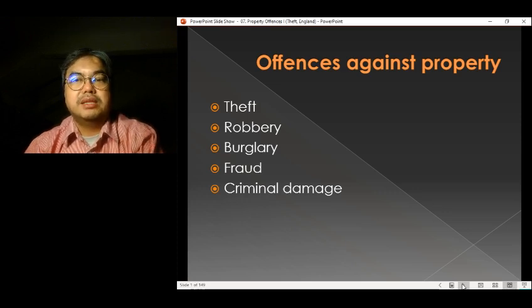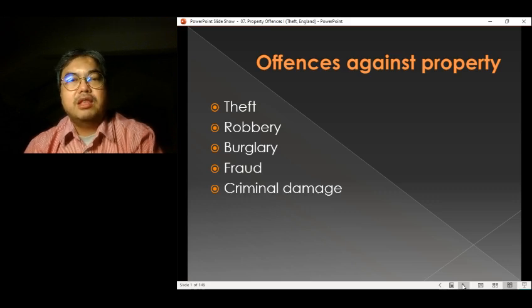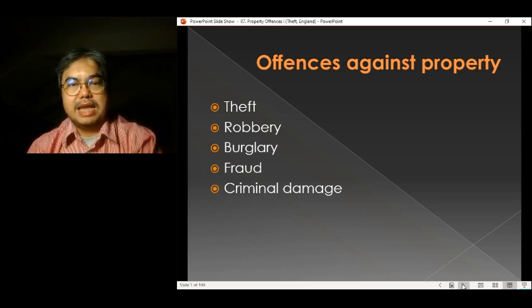Not against a person, right? Obviously, a person would be the victim, but the focus will be on the object itself, on the property. And this is under English law, whereas under Malaysian law, we'll also be looking at theft. There'll be robbery, but instead of burglary, we'll be looking at criminal trespass, house trespass, and housebreaking, right?